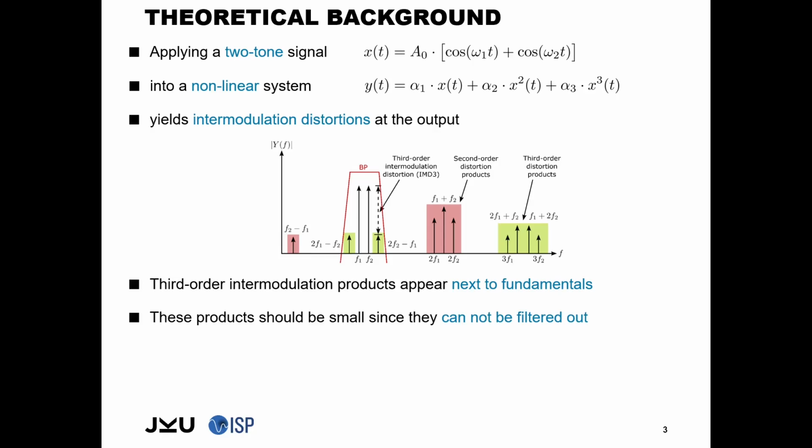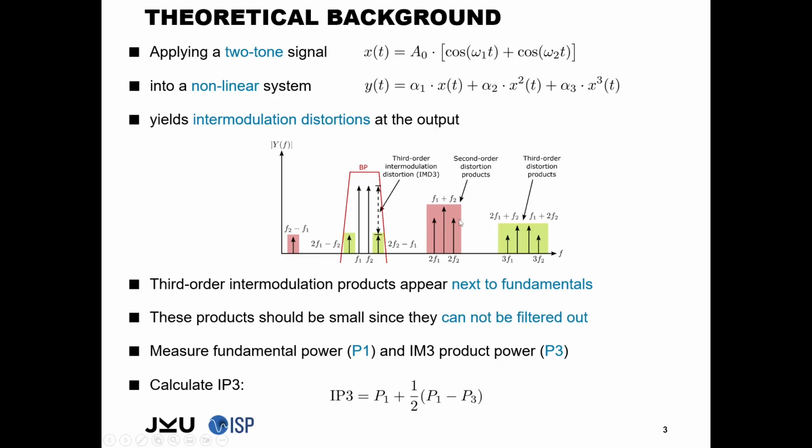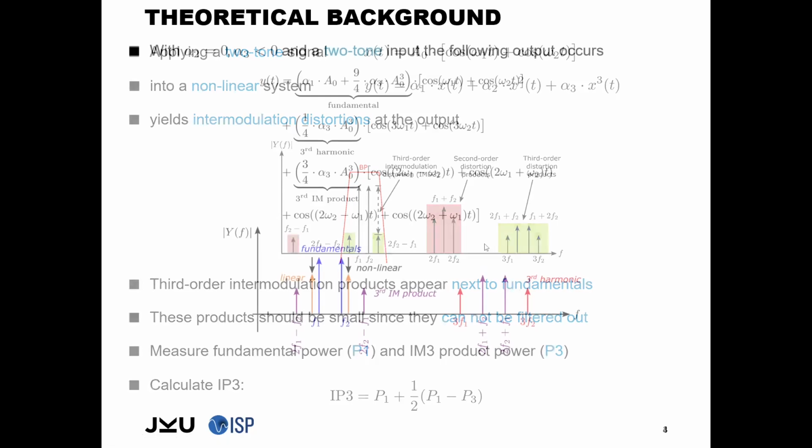However, second order distortion products are mostly smaller and are somewhere in the frequency band far away from the usable frequency band. And they can be filtered out this way. So the IP3 is measured according to the fundamental power P1, so the power of the fundamental, and the IM3 product power P3. This is this power here, with the according formula P1 plus half P1 minus P3.